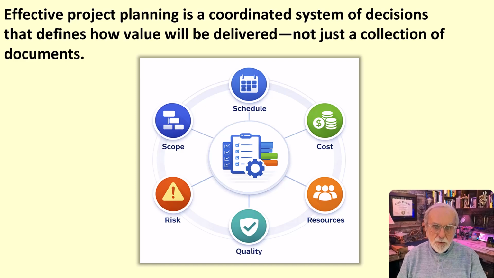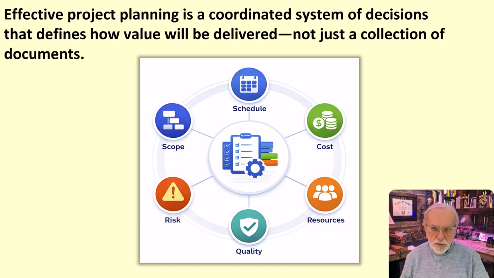Effective planning is a coordinated system of decisions that defines how the project will actually deliver value. It answers practical questions such as how the work will be structured, how it will be sequenced, how it will be resourced, how quality will be ensured, and how uncertainty will be managed. Planning also integrates multiple domains. Scope, schedule, cost, resources, quality, and risk are not independent activities. Decisions in one area affect the others. For example, resource constraints may affect schedule, and risk responses may affect both cost and delivery timing.